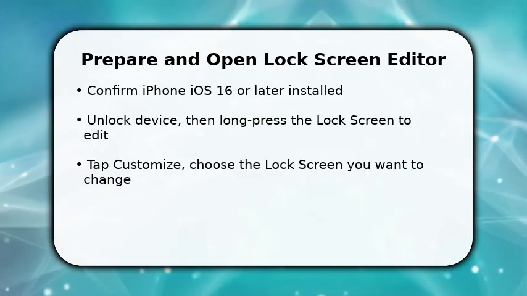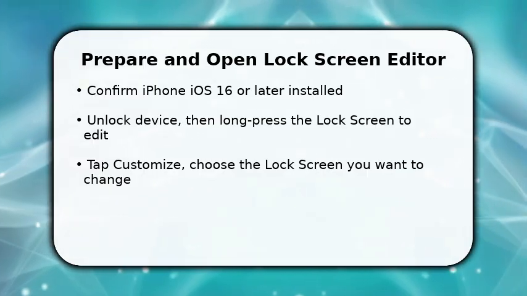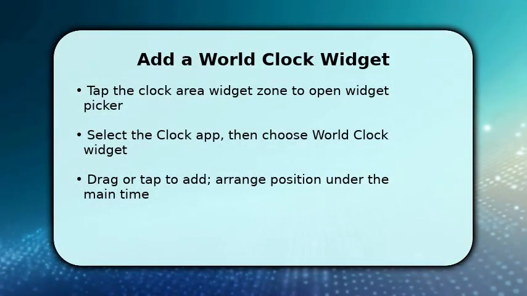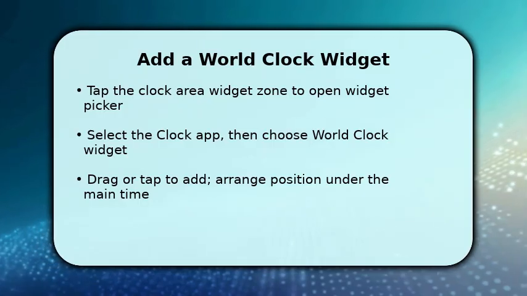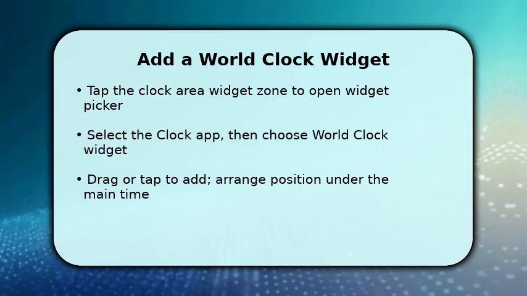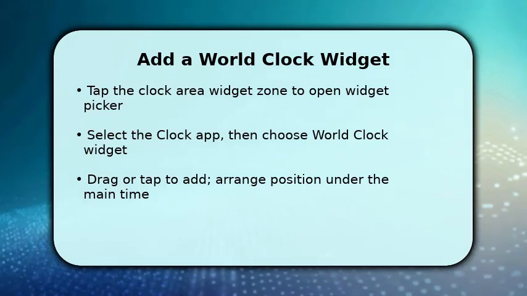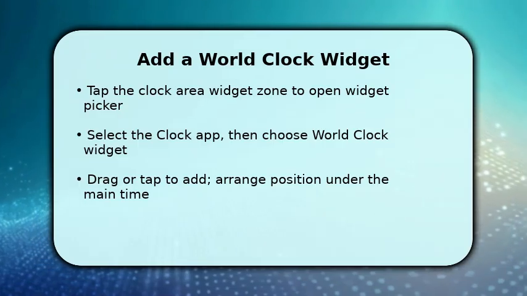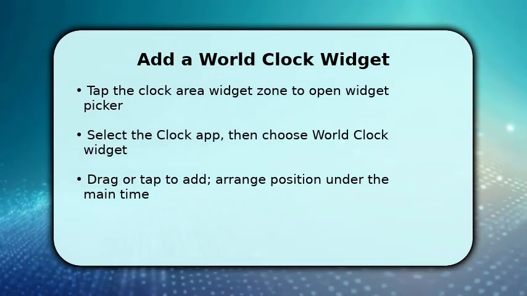Now that the editor is open, move to the widget area below the clock to place a world clock widget. Once the widget picker is visible, scroll to the Clock app widgets. Here you'll find world clock options showing one or multiple cities. You should select the widget size and format that fits under your main time, tap or drag it into the vacant widget slot below the clock.